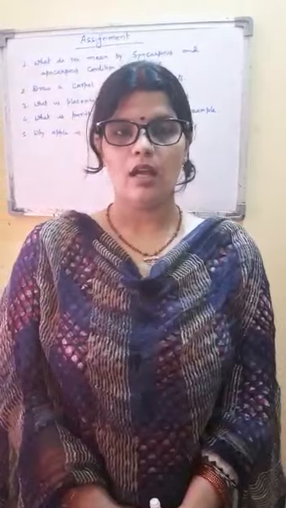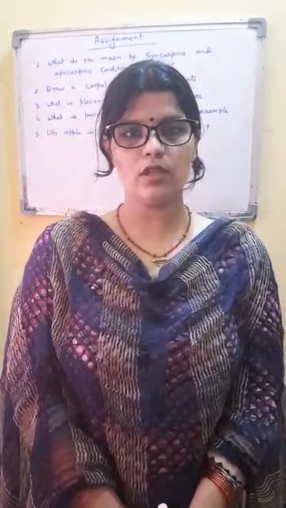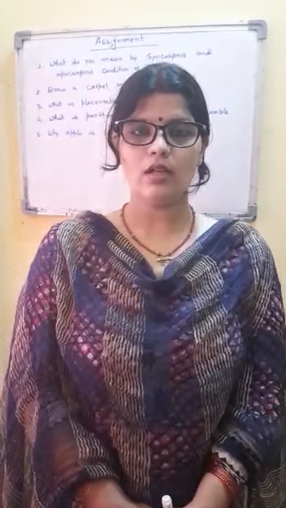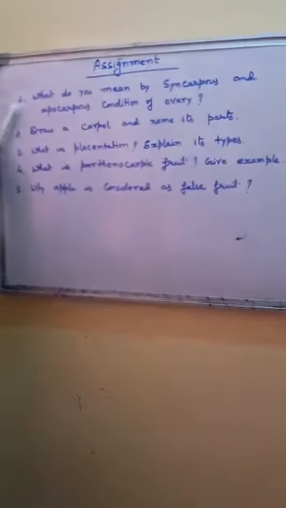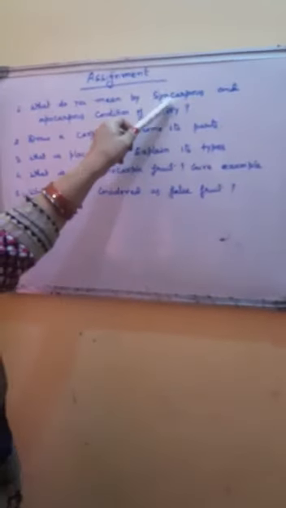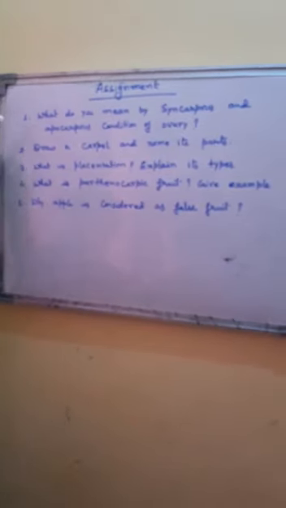So students, now it is your assignment time. I have given you some questions. You will get all the answers in the video itself. So first watch the video carefully and then write down the answers of these questions. The very first question is, what do you mean by syncarpous and apocarpous condition of ovary? So here you have to write the difference between syncarpous ovary and apocarpous ovary. You can give examples also.